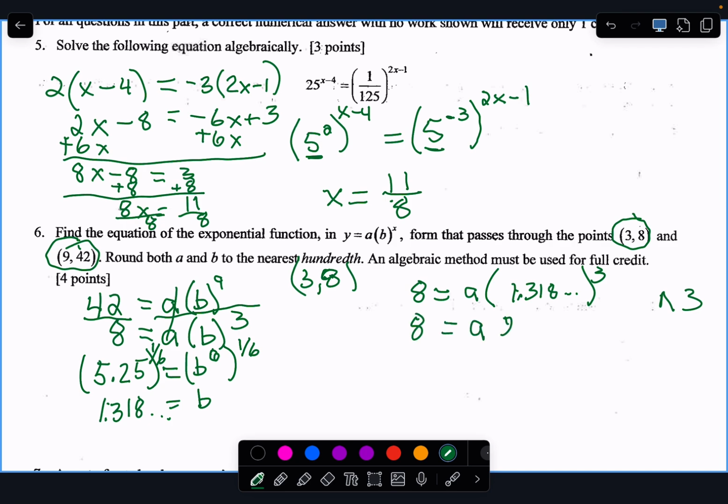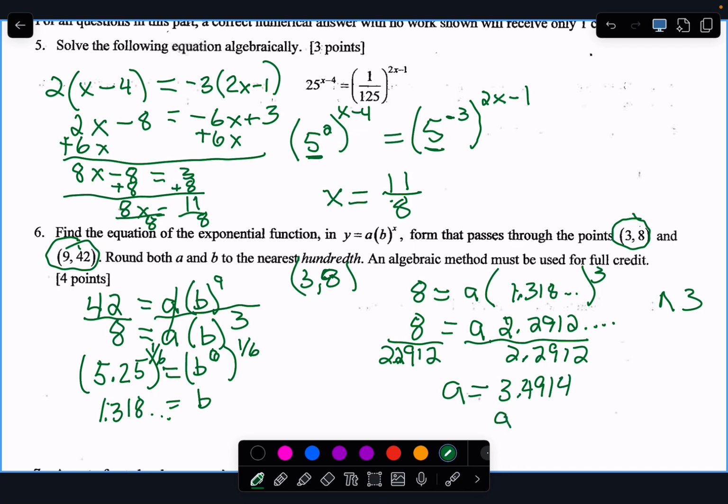This became what? 2.2912... Now we're going to divide by 2. Keep that long decimal in your calculator. So now you're going to put the 8 in on the next line, and then do second answer, and it'll put in this long 2.2912 thing. So A ended up being 3.4914... It almost looks like pi, but it's not.